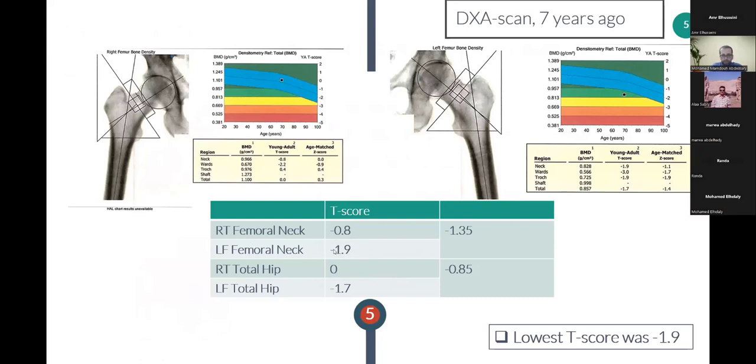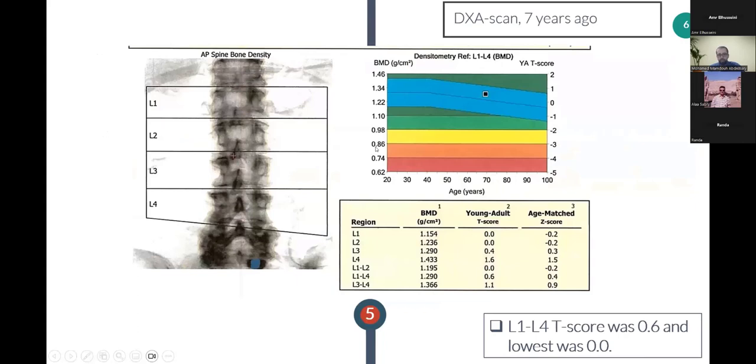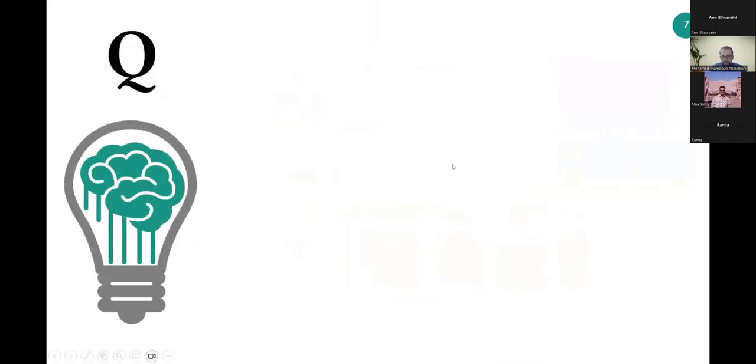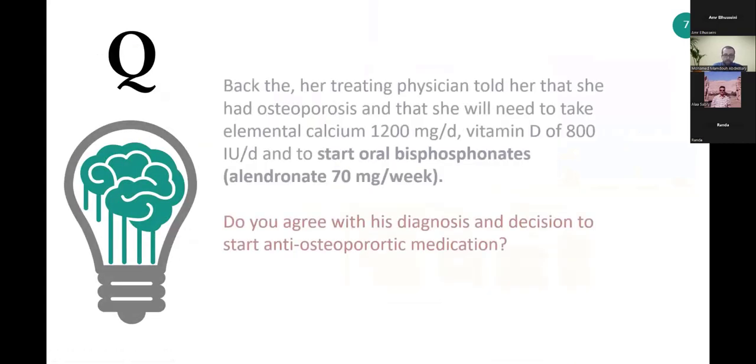So the lowest T-score at the femoral neck was -1.9, and the average of the femoral neck was -1.35. And her hip T-score average was -0.85. So the lowest T-score at the hip was -1.9. So she was osteopenic by DEXA BMD. At the lumbar spine, the L1-L4 T-score average was 0.6, and the lowest was 0. So the patient is osteopenic by DEXA BMD.